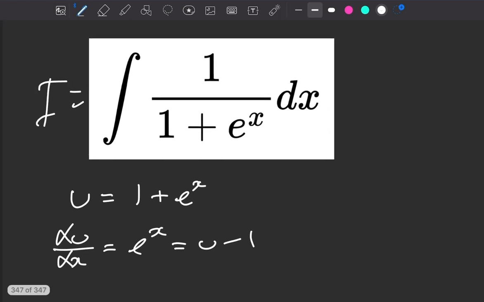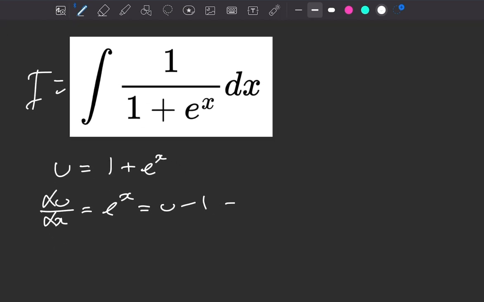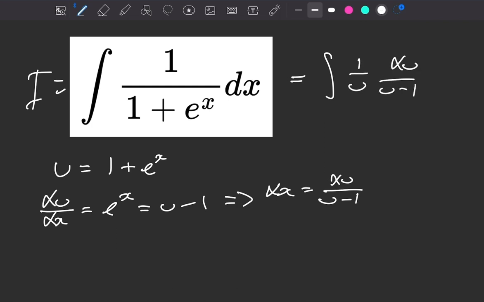So now we can think about what dx should be. It's going to tell us that dx is going to be equal to du over u minus 1. So let's rewrite everything in terms of u now. The integral 1 over 1 plus e to the x is just 1 over u, and our dx we replace with du over u minus 1. So now we've got this fraction involving 1 over u and 1 over u minus 1. We'll try and rewrite that as partial fractions.